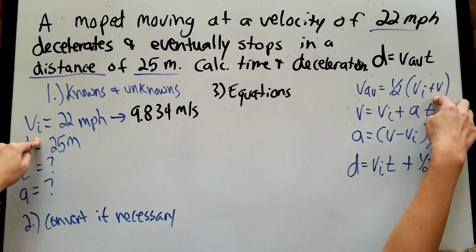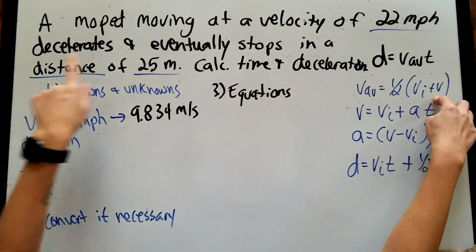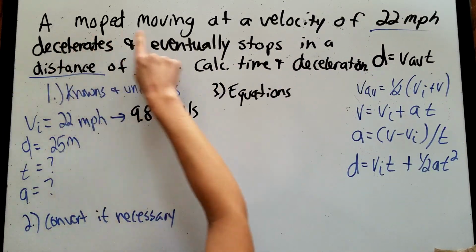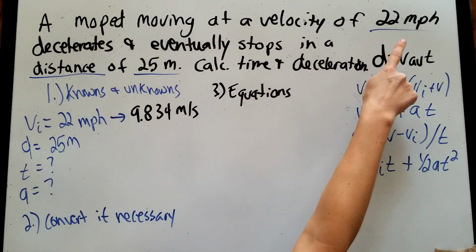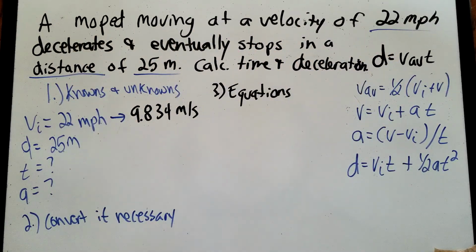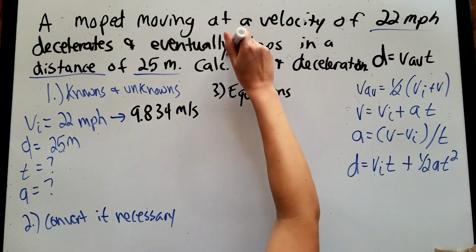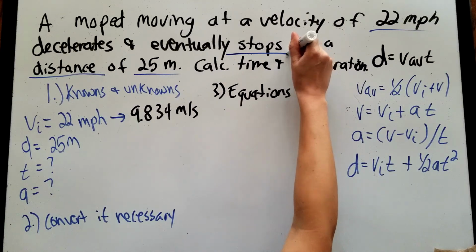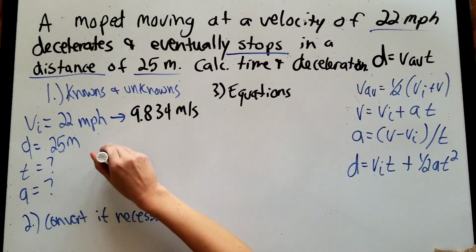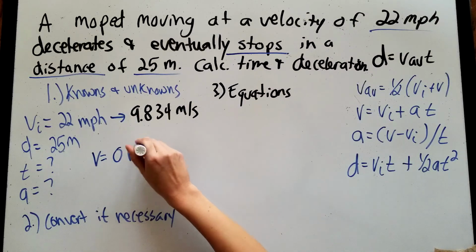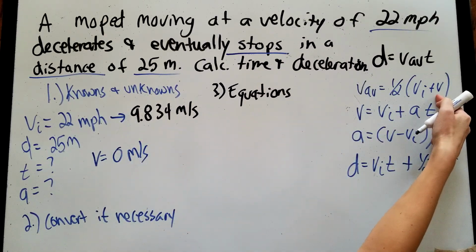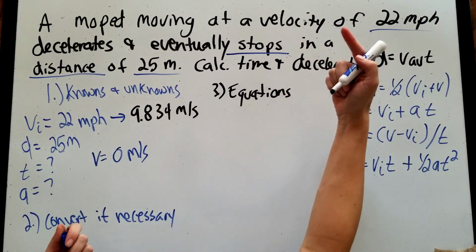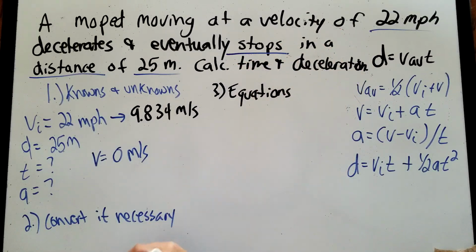Well, it's not written here, but maybe, let me reread and see. A moped moving at an initial velocity of 22 miles per hour. It decelerates and eventually stops. So what's my final velocity if that moped came to a stop? It's 0. So yes, I do have a V value. It just didn't explicitly tell me it was 0, but by saying it stopped, that tells me yes, it is 0. So I can solve for my average velocity.